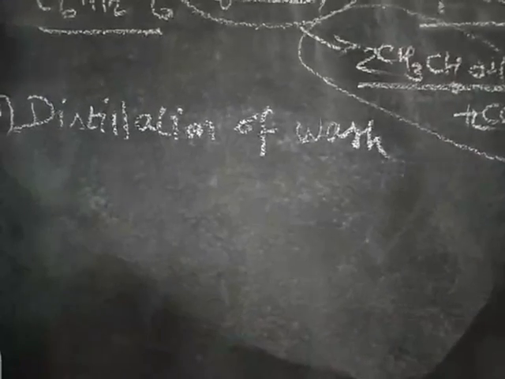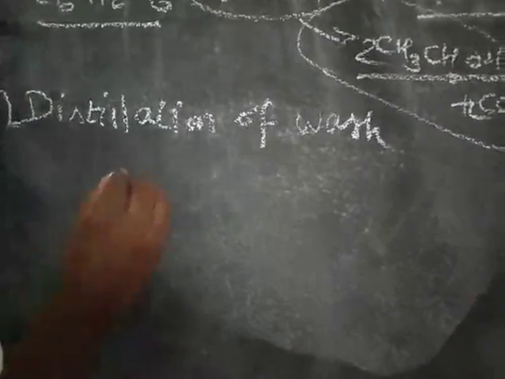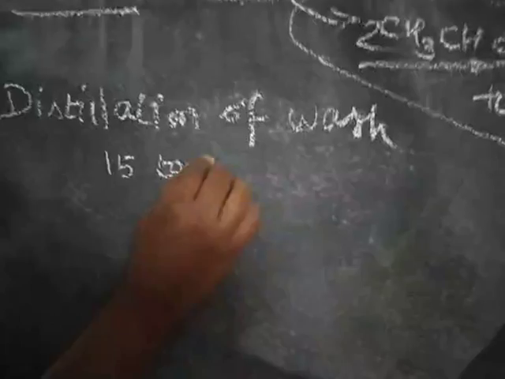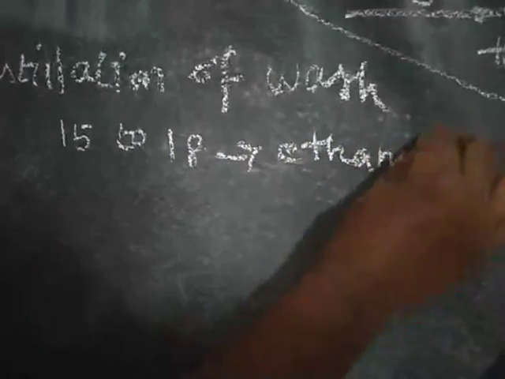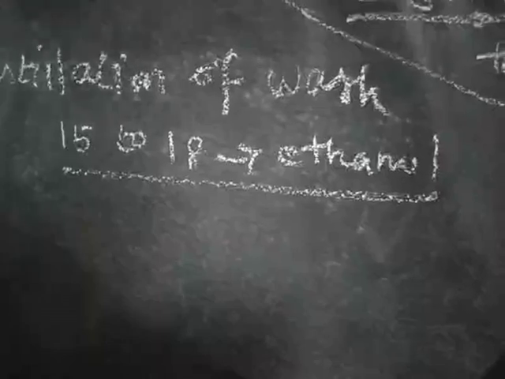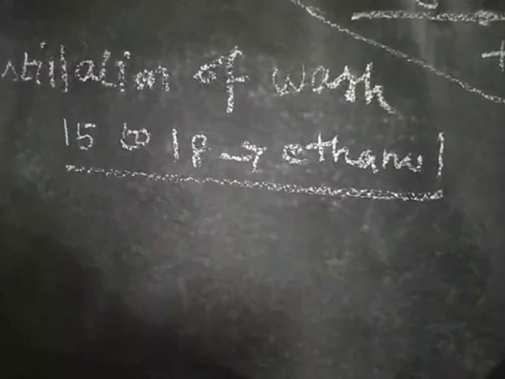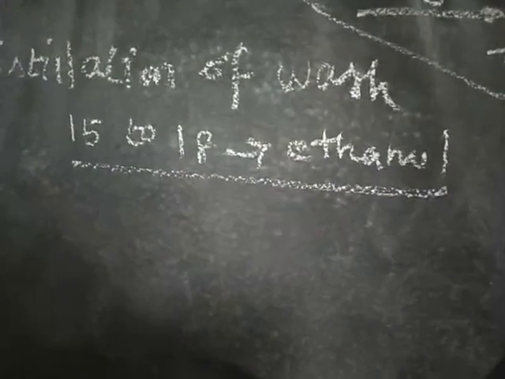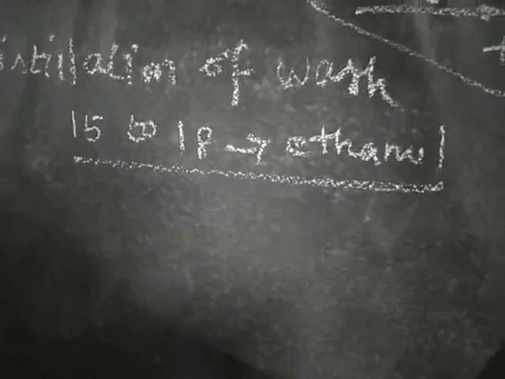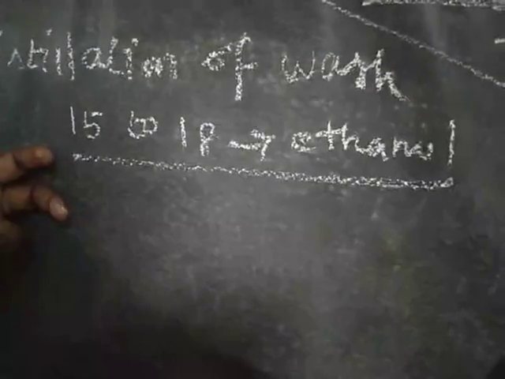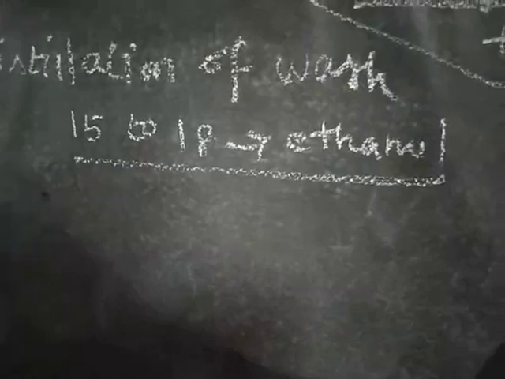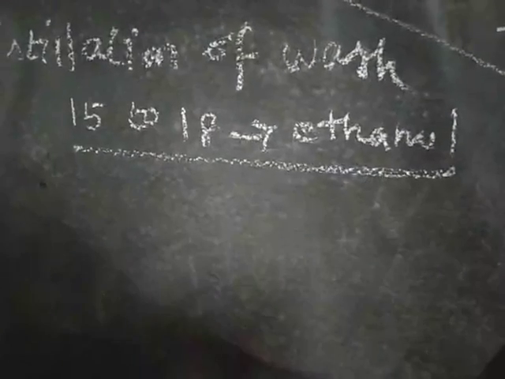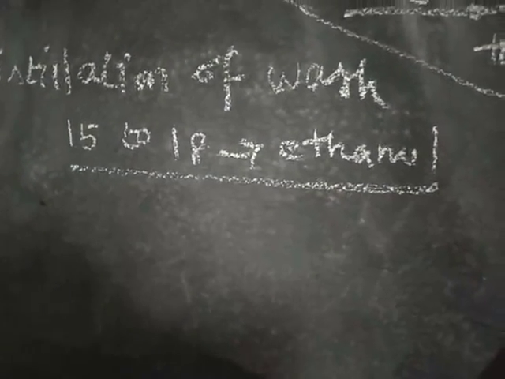The fermented liquid contains 15 to 18% of ethanol. It is now subjected to fractional distillation. What is meant by fractional distillation? We have to obtain pure ethanol from this, utilizing fractional distillation based on boiling point. The main fraction drawn is an aqueous solution of ethanol.